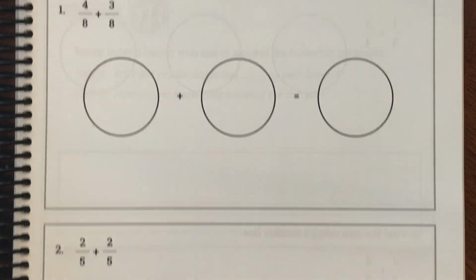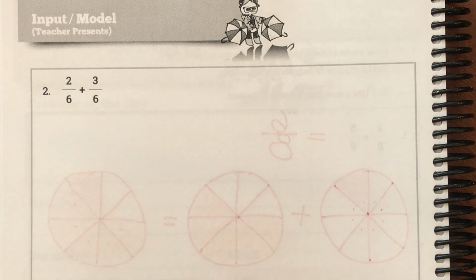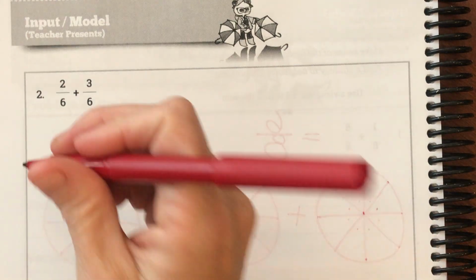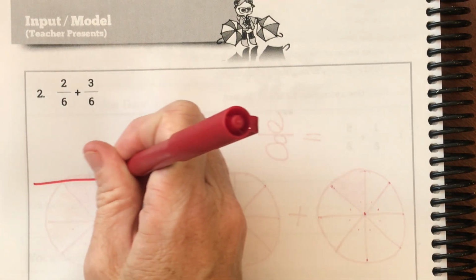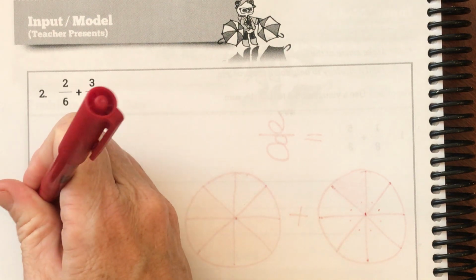Okay, I'm going to show you another one, but I'm going to use a different method. I'm going to show you a strategy with a number line. Okay, so here I have 2/6. Okay, so I'm going to take a number line, and here's my number line, 0.